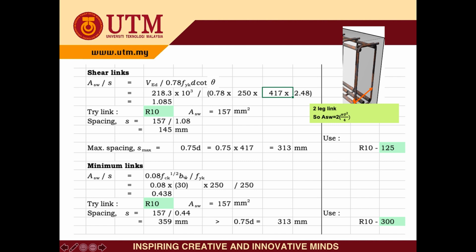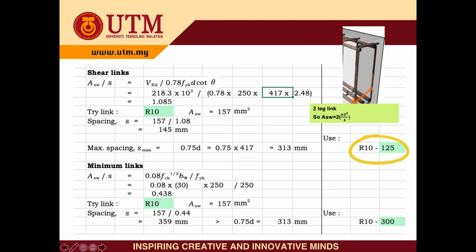0.57. This area is actually two areas of the R10, diameter 10. You can see from the appendix two areas of diameter 10, which means that we use two legs. So from here we can get S equal to 145. And remember, this is the spacing for the vertical shear link, and it should be compared with the maximum spacing allowable 0.75D. Therefore, the vertical link here is R10 with the spacing 125.